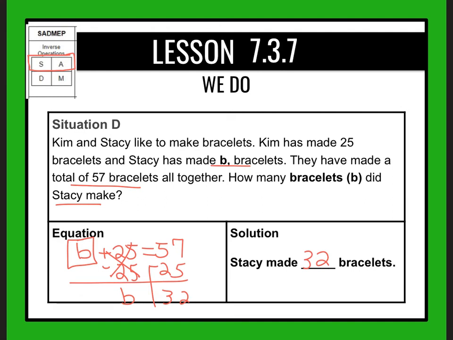Can I check my solution of 32? Yes. I can go back and substitute that in my equation. 32 plus 25 should equal 57 on this side. And when I add that, I do get 57 equals 57. So the solution of 32 makes my equation true.